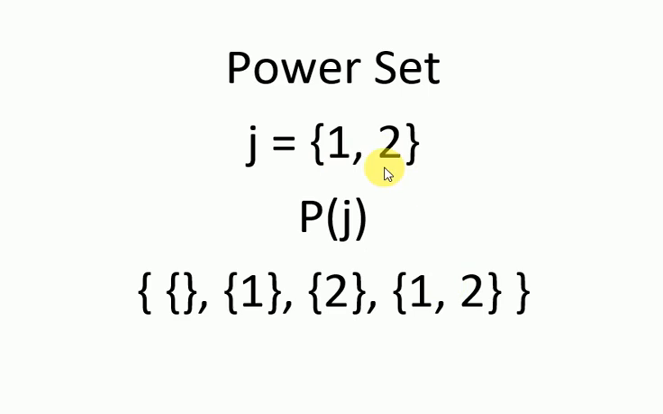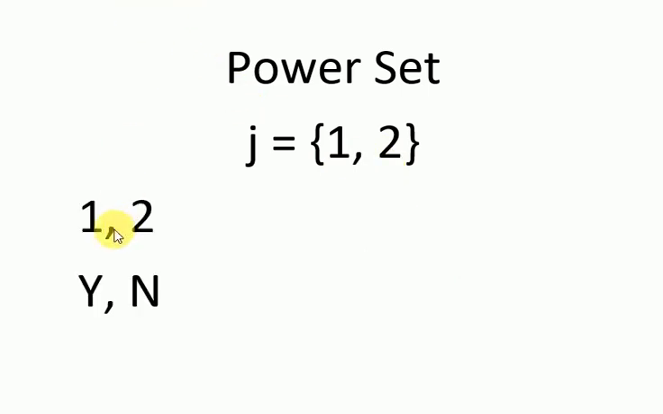So, this can be represented like this. Here, 1 corresponds to y, 2 corresponds to n, where y means yes and n means no. So, if it's written y, I know I add the number to the set. If it's n, I don't add the number to the set.